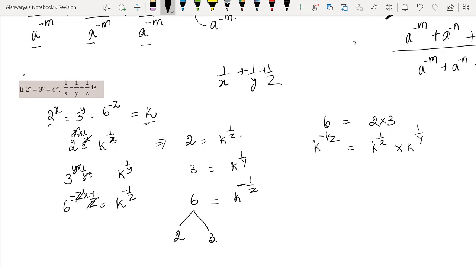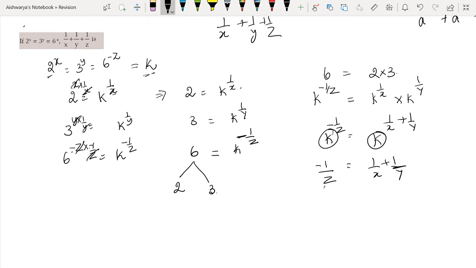Now the powers you can add. 1 by x plus 1 by y is equal to minus 1 by z. Base is the same on both sides, so equate the powers. Minus 1 by z is equal to 1 by x plus 1 by y. So bring it to the other side. 1 by x plus 1 by y plus 1 by z is equal to 0. So the answer is 0. Are we clear?